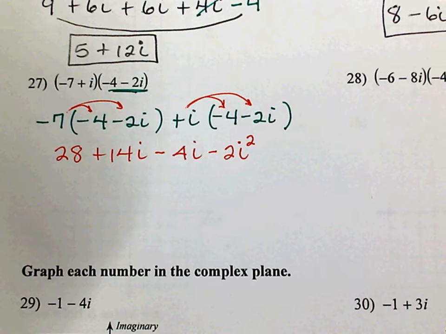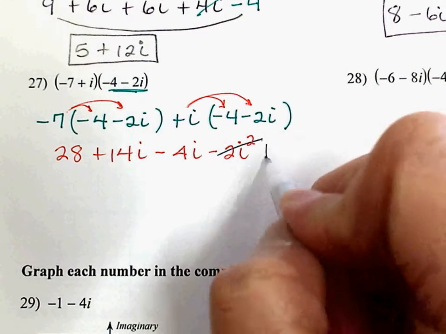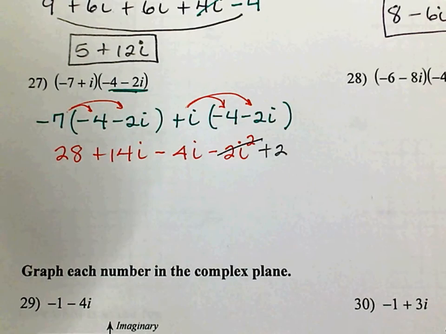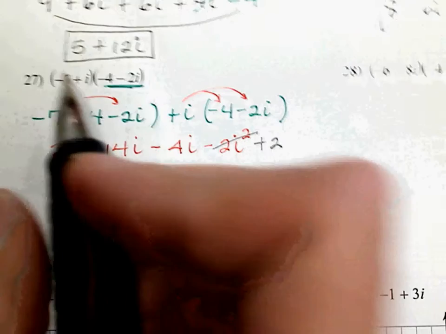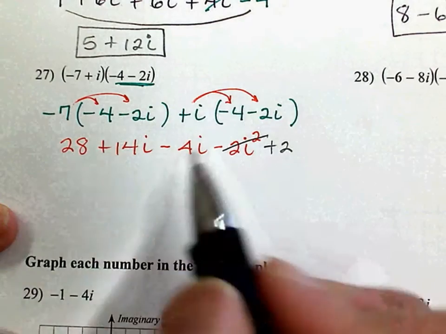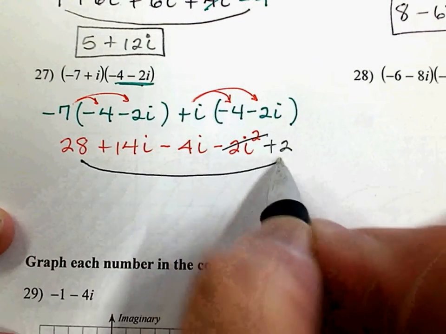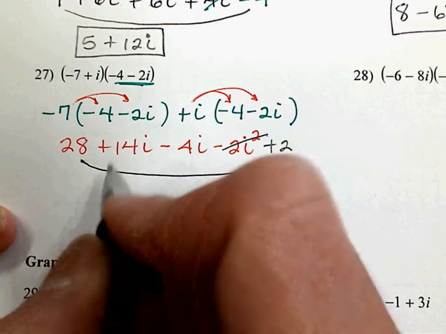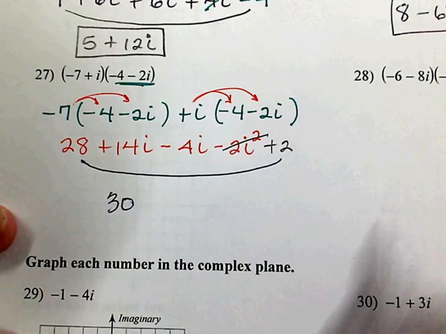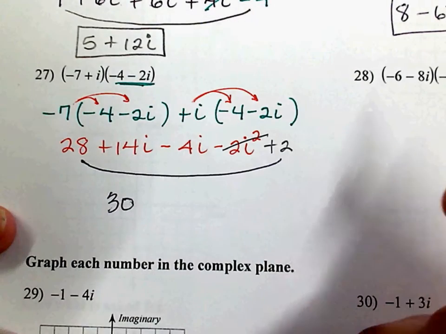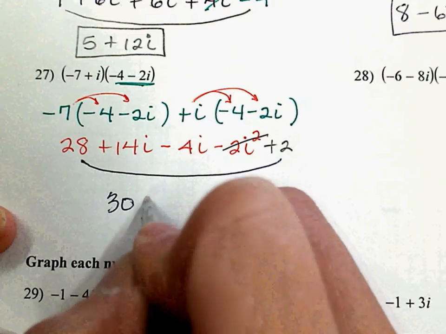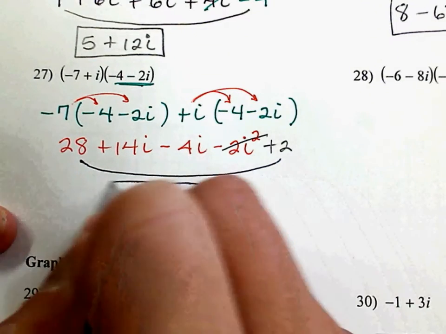Let's go ahead and change something. What do you guys want to change? Very good. Becomes a plus 2. You're so smart. All right. Now we go 28 plus 2. 30. Okay. What is 14i minus 4i? Plus 10i. Don't forget that i.